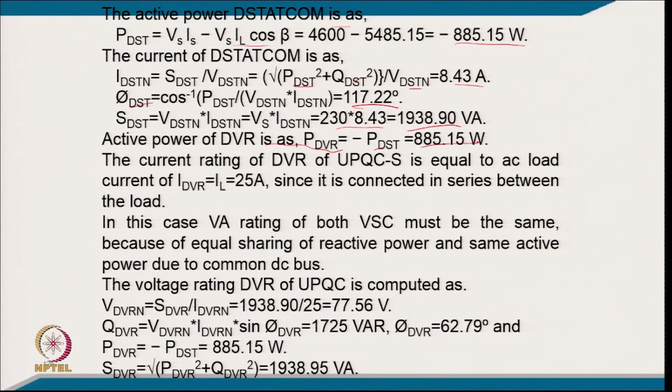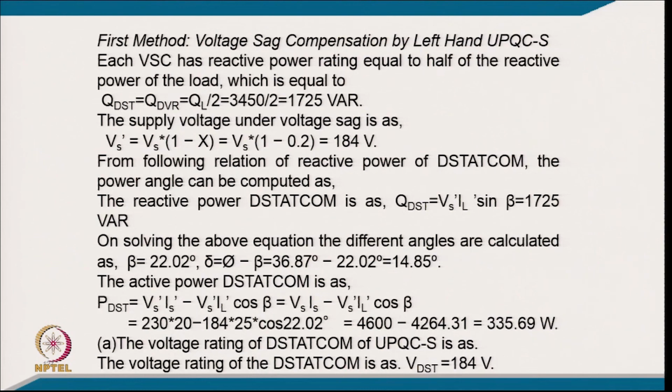So, it is 885.15, and the current rating of the DVR is equal to the AC load current since it is connected in series with it. So, the VA rating of both must be the same. Because of equal sharing of reactive power, the same power goes to the common bus, and the voltage rating of the DVR should be the VA rating divided by current. So, it is 77.56, and Q_DVR will be voltage into current. So, that comes to 1725 after putting in the values, and the P is the same, 885. So, you can calculate the VA rating of the DVR as the square root of P squared plus Q squared. So, it becomes 1938.95 VA. So, coming to this, there are two options, so you can calculate in two ways.